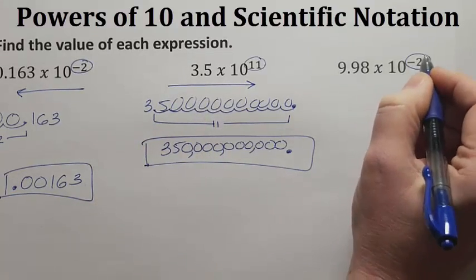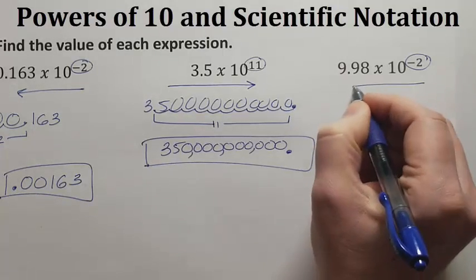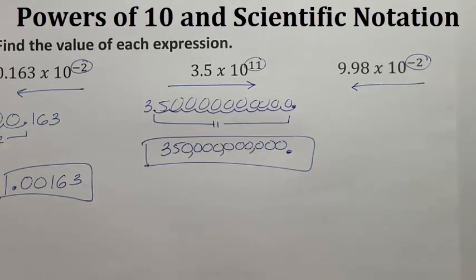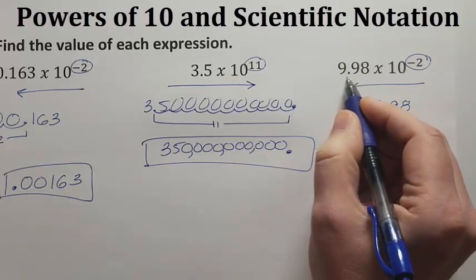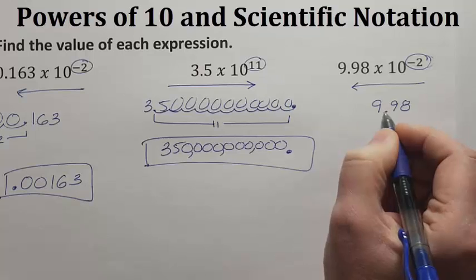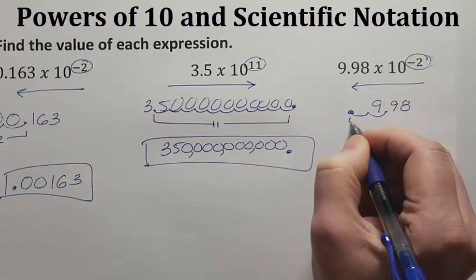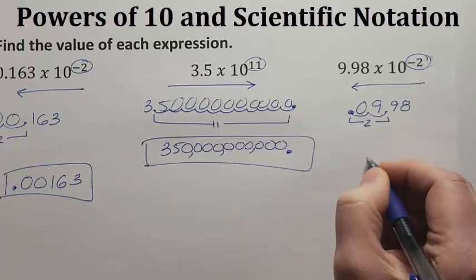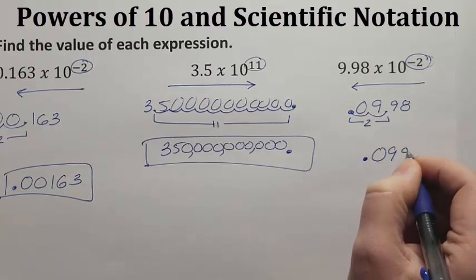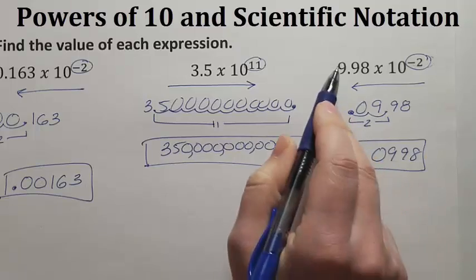Last one, a negative exponent means I'm getting smaller. Numbers get smaller on the number line when they're moving that direction. So I have 9.98, the number I was originally given. I'm supposed to get smaller by 2 place values. 1, 2 place values. So I moved 2 spots. That empty spot needs to be a 0. So I have 0.0998 as the value for that expression.